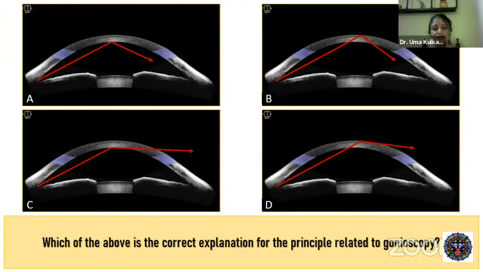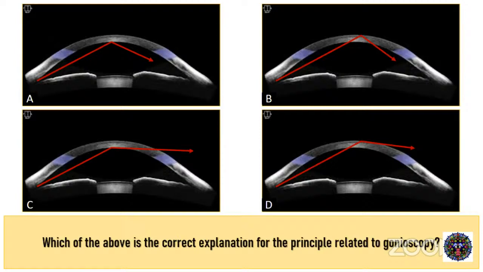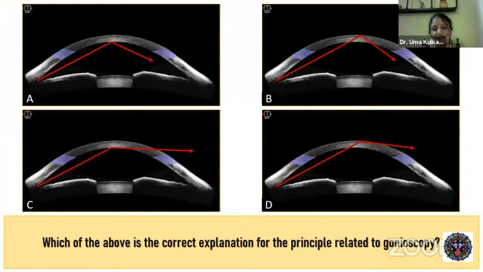B. B? Why B? Why not A? Ma'am, the tear film corneal interface acts as the site for total internal reflection of light in the eye. Perfect. Perfect. So if you were here, I would have given you some chocolates, but I can't give you. So that's the correct answer.